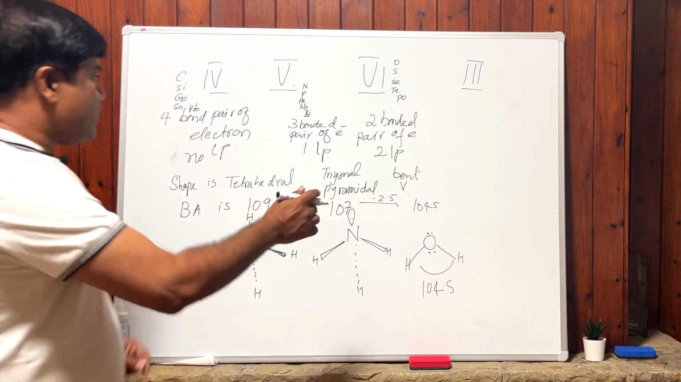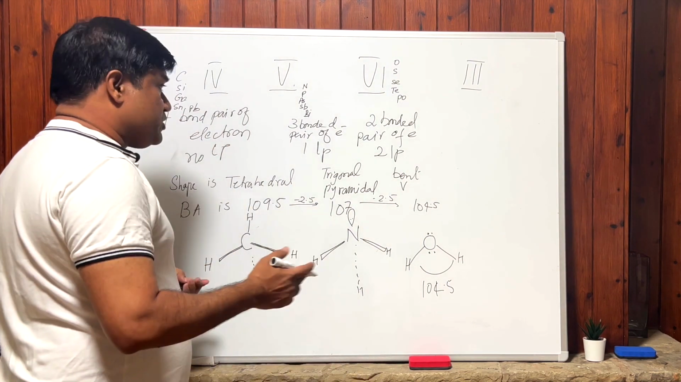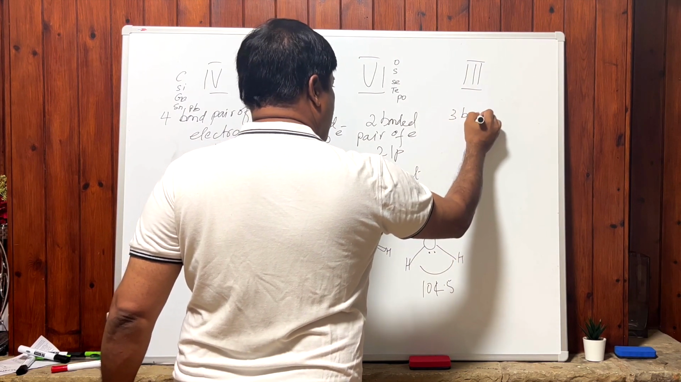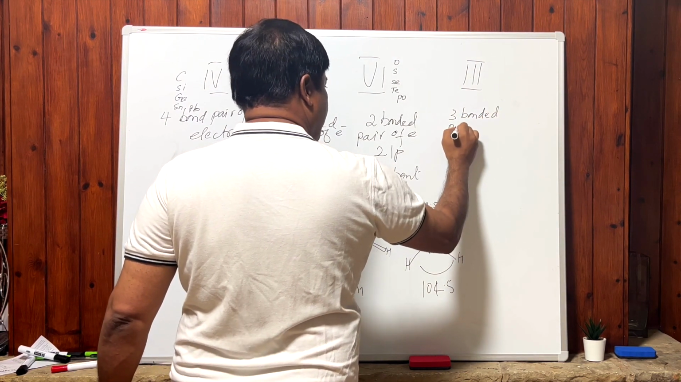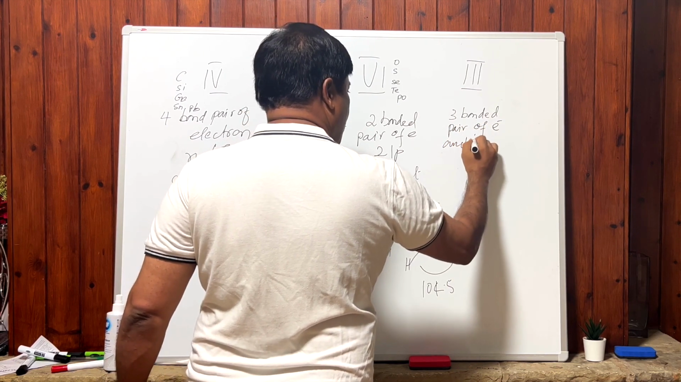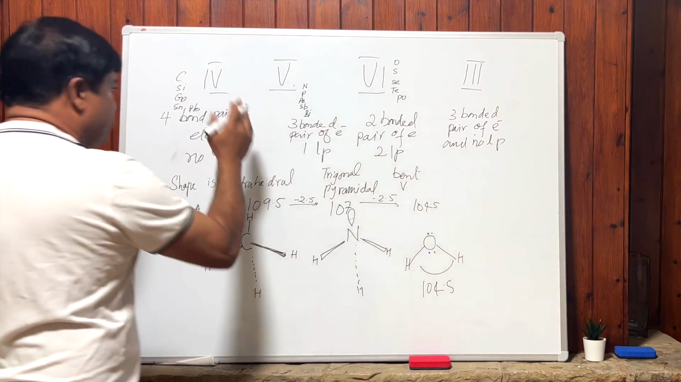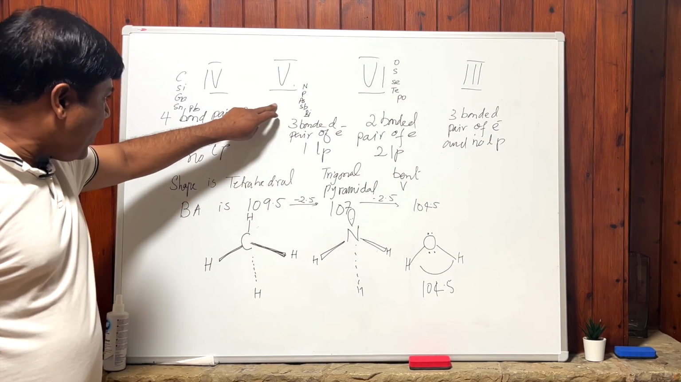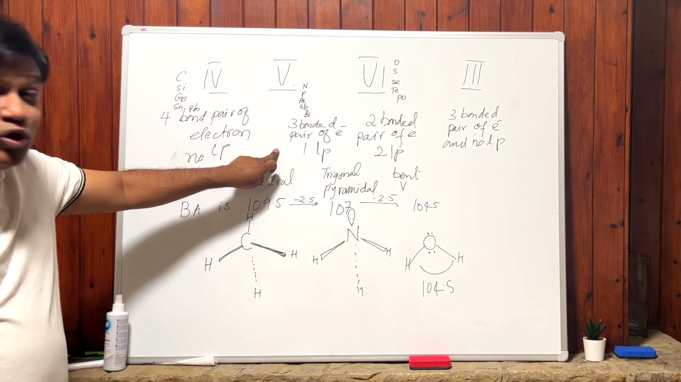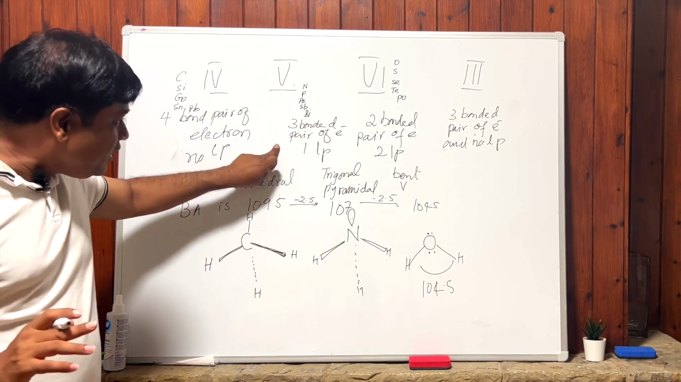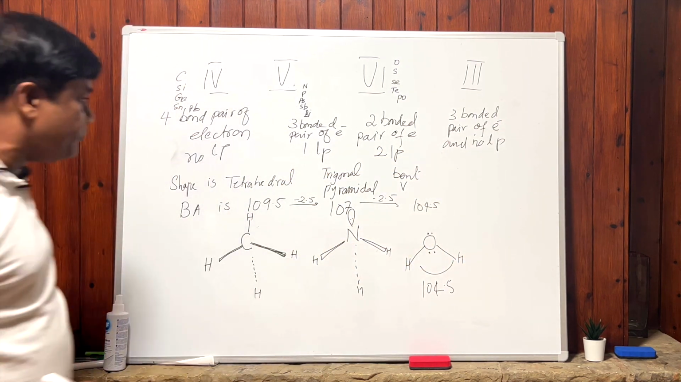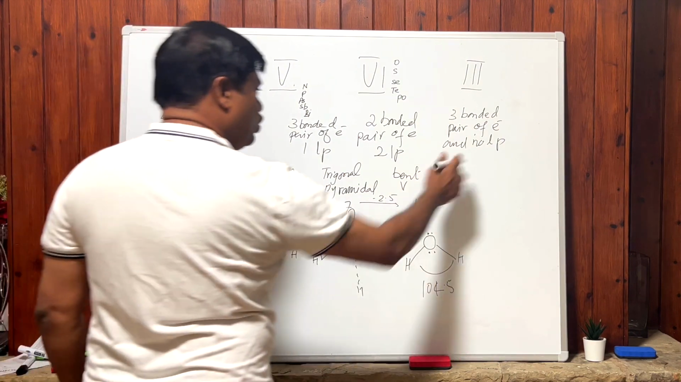Last one, group 3. If the central atom is from group 3, obviously it has no lone pair: three bonded pairs of electrons and no LP. Look at the difference between group 5 and group 3. Group 5 has three bonded pairs and 1 lone pair, which makes the molecule 3D. No lone pair makes the molecule 2D, a flat molecule.